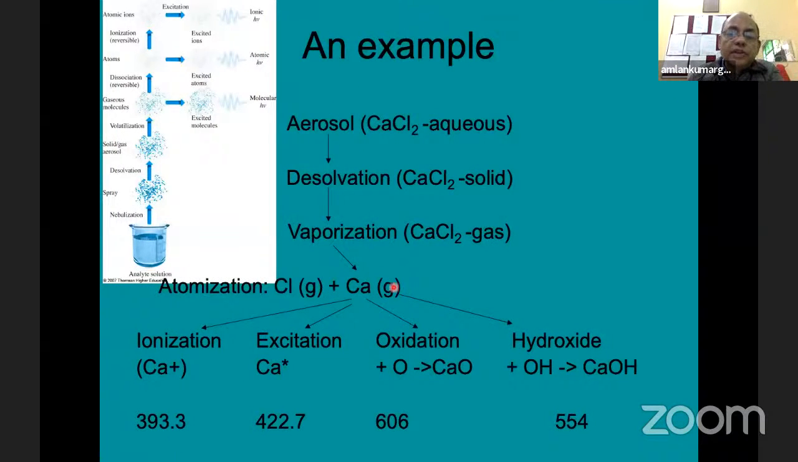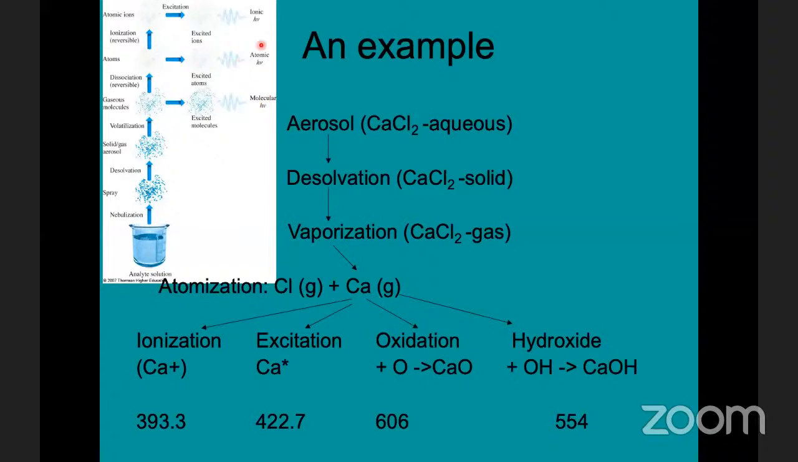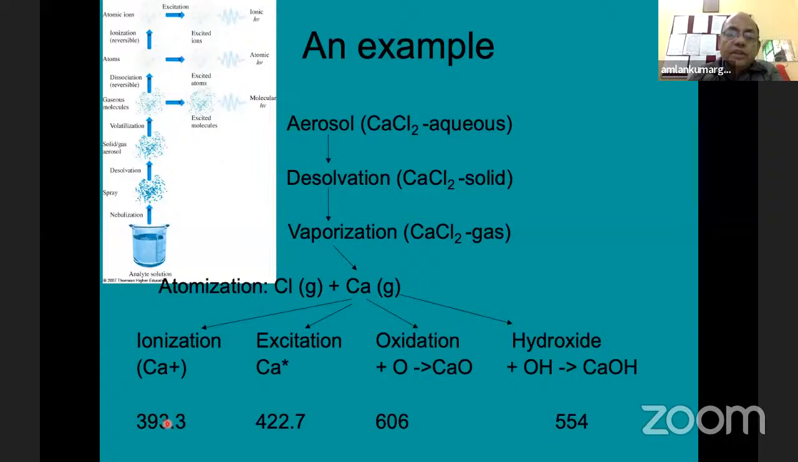Giving the example of calcium, you will find that each of these has different wavelengths. So if it is a calcium ion, the wavelength will be different. If it is a calcium atom, the wavelength will be different. If it is a calcium oxide molecule, the wavelength will be different. So molecular, atomic, and ionic absorption are all different.